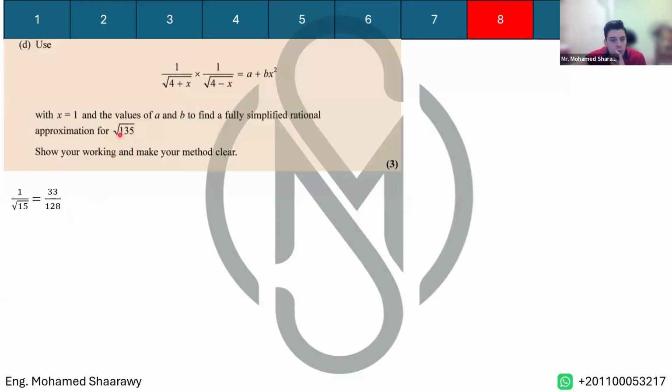Okay, he wants me to find root 135. But here's the thing. What's the relation between root 135 and 1 over root 15? Actually, if you take root 135 on the calculator, you can see that it's 3 root 15. Okay, and we have the reciprocal of this. So 3 times root 15 is 3 times the reciprocal of this. So 3 times 128 over 33, and 3 divided by 33 is 11. Okay, and that's the answer.